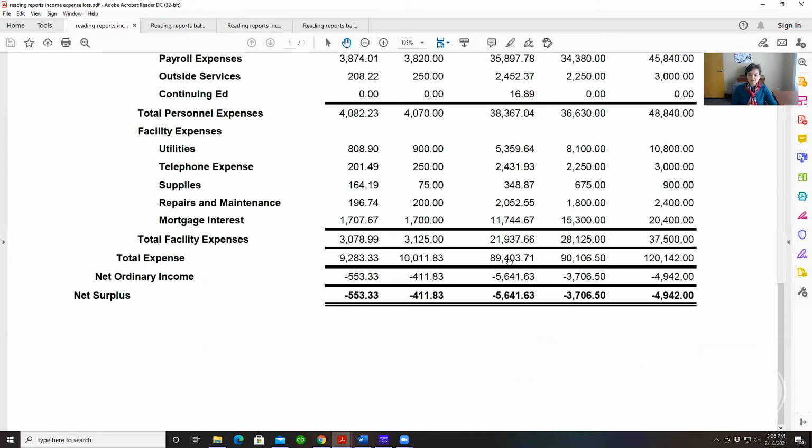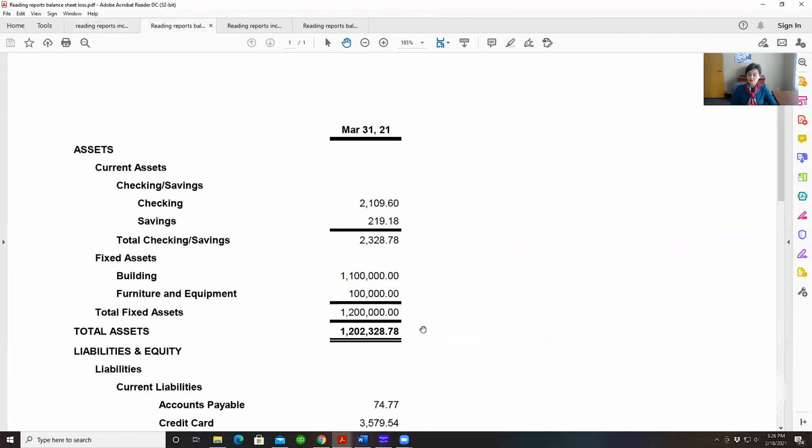And when I look at total expenses, it's $89,000. I've budgeted $90,000. Why can't I spend this last $1,000? Because we haven't had enough income. Right now, this church is sitting at a deficit of $5,641 compared to the planned deficit of $3,706. Not only that, when I look at the balance sheet, they have less than $2,500 in the bank. They're building a balance on their credit card, which means they're going to end up paying interest. This is getting to be a pretty serious situation for this church now.